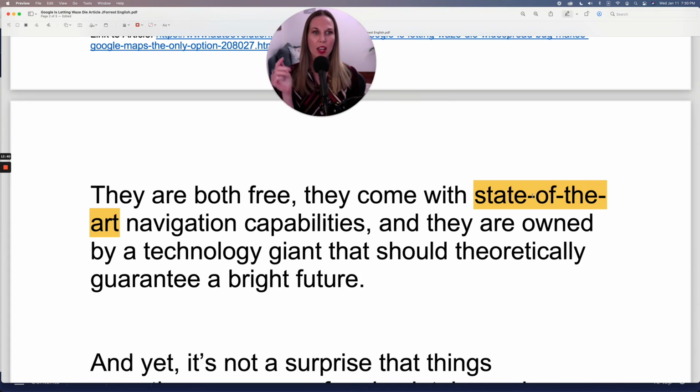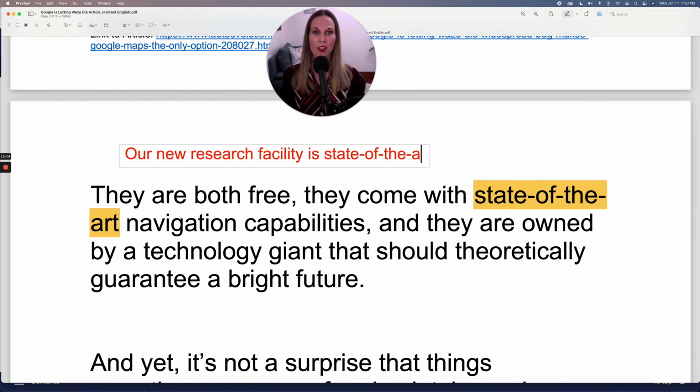The dashes, generally for adjectives, if there's two or more words, a compound adjective, we put dashes between them, state-of-the-art. And notice it comes before the noun because it's an adjective, but you could also describe something. You could say, our new research facility is state of the art.